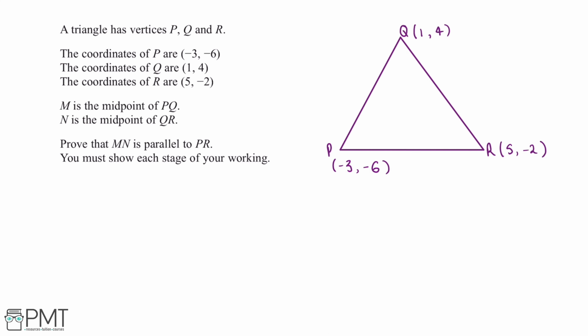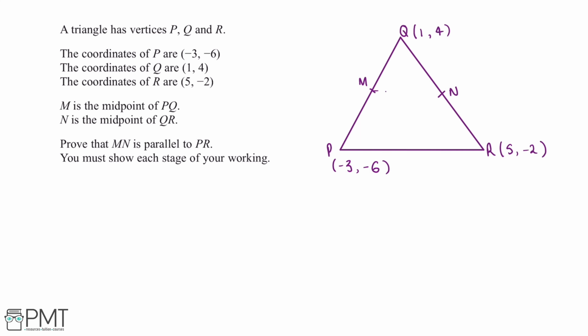Next we can mark M and N onto our triangle. So M is the midpoint of PQ. So our line PQ is this line here. So M will be roughly here. And then N is the midpoint of QR. And our line QR is this line here. So N will be around here.